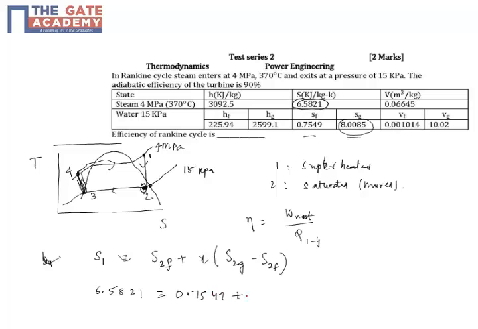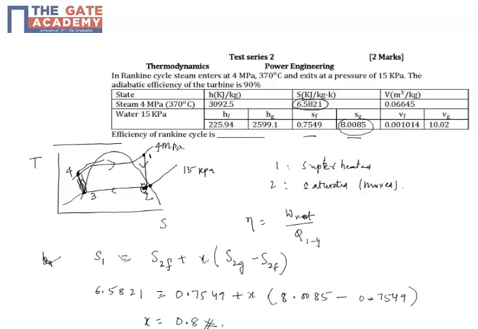So 6.5821 equals 0.7549 plus X into 8.0085 minus 0.7549. This is a simple equation from which you can get X, and X comes out to be 0.8. So the dryness fraction is 0.8 at this point.